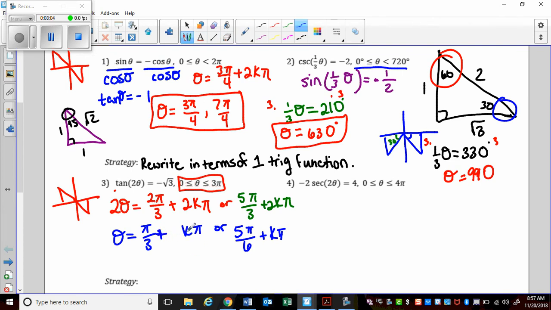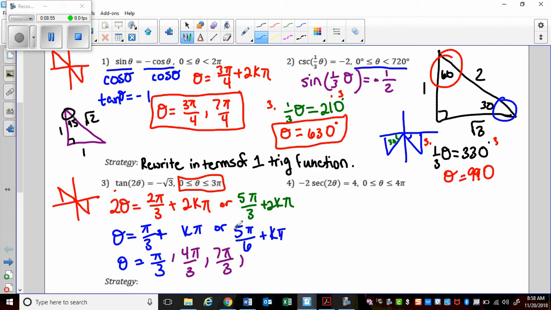So let's find out what would work in between 0 and 3 pi. So I know theta can equal pi over 3, pi over 3 plus pi, and then we have 5 pi over 6. So pi over 3 plus pi is going to be, or let me just do a comma, sorry, 4 pi over 3. And then plus pi, plus 3 over 3, this would be 7 pi over 3. Plus 3 over 3, 3 pi over 3.